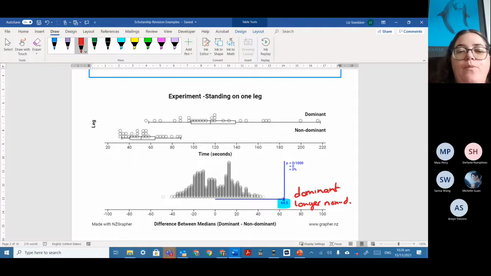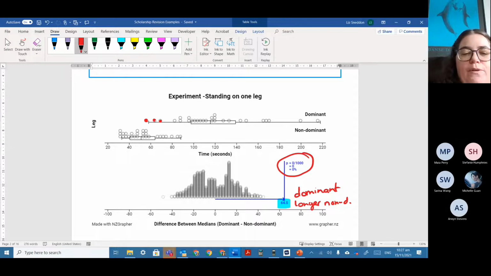And so what they do is they take each of the data values and mix them up, randomly allocate them to the groups and say, well, just randomly by chance, how often could we get this difference? And here we get a probability of 0%. So the chance of getting a result like this just randomly is 0%. So that tells me that actually you wouldn't get a result like this just by random chance. There must be something else deeper going on.